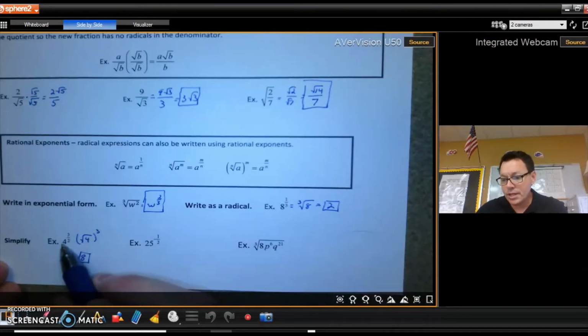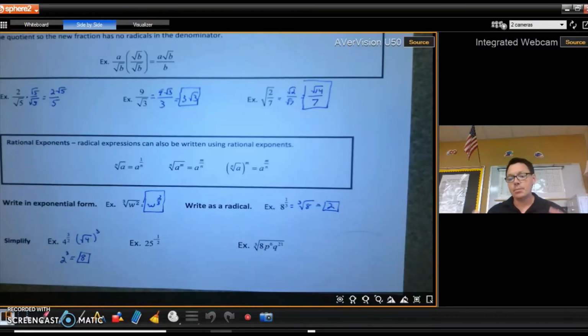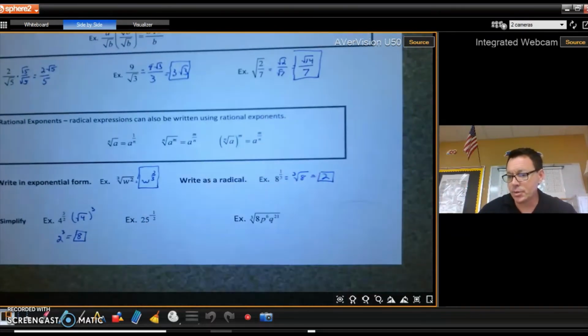We also could have taken 4 to the 3rd power first, which is 64. And then if you took the square root of 64, you would get 8. So you get the same answer, but making the numbers smaller if you can first, and then making them bigger is usually the way you want to go on that. Okay, look at the next example.